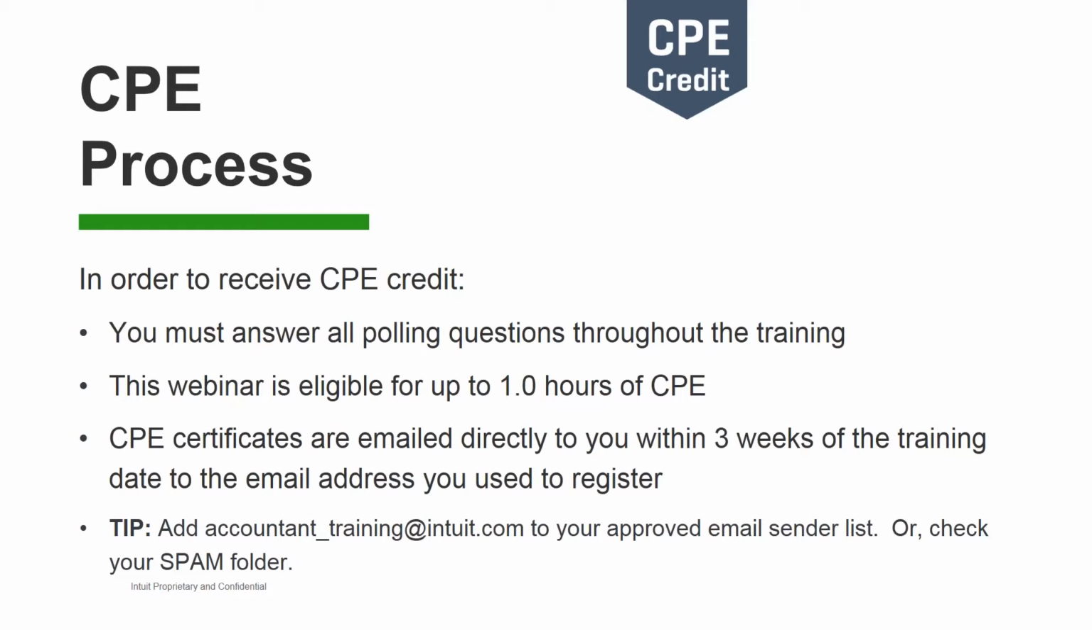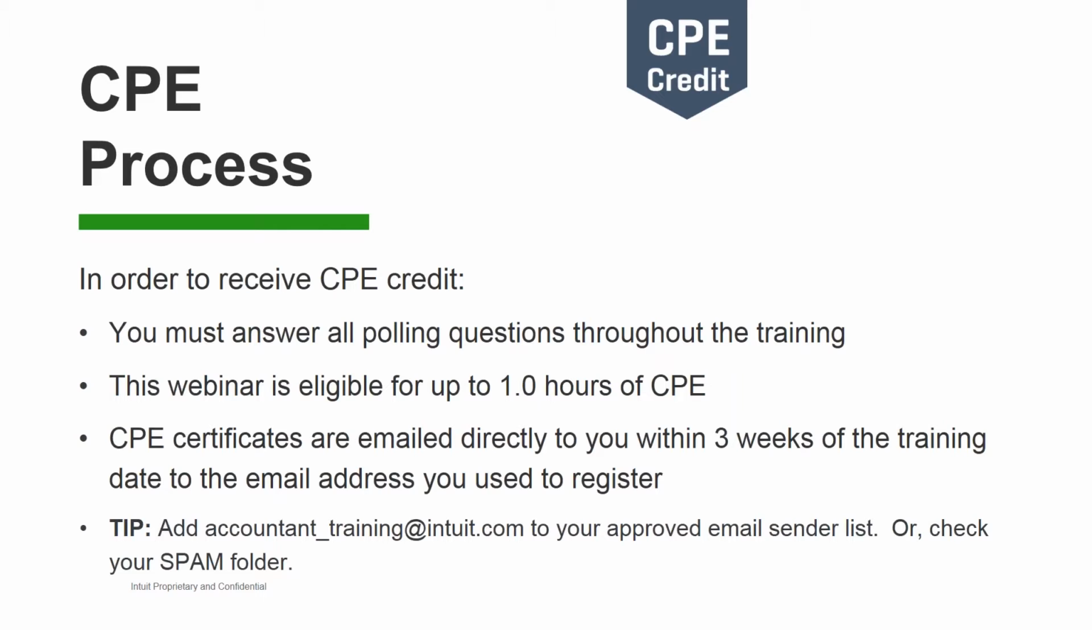Let's talk about the CPE credits or the CPE process. In order to receive your credit, you must answer all of the polling questions throughout the training. Polling questions will be open for 1.5 to 2 minutes, and I will announce them. You'll see a slide that says the poll is coming, so you'll have plenty of opportunity and time. This webinar is eligible for up to 1 CPE credit, which means you have to answer all the questions and be here for the duration of the event.